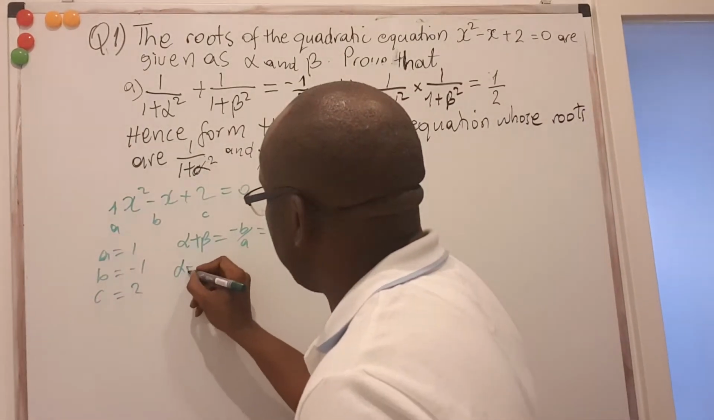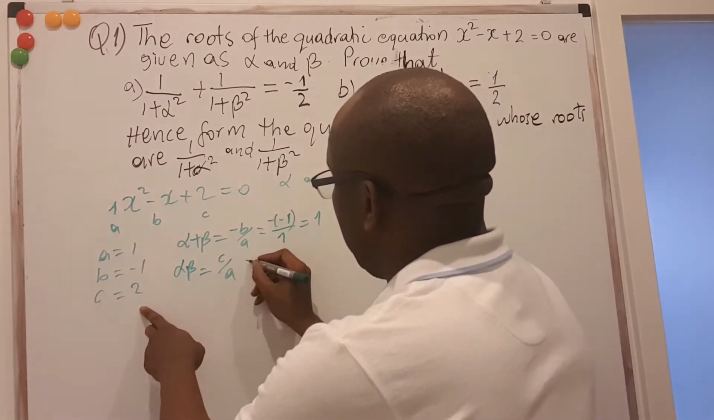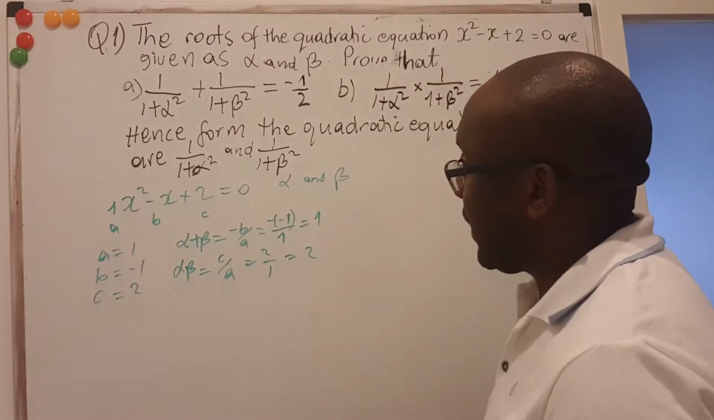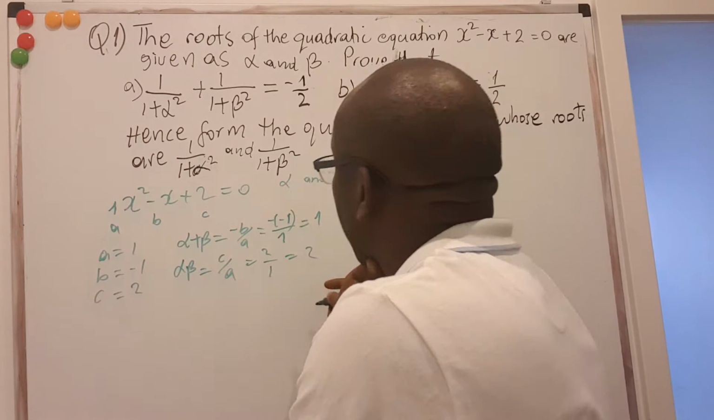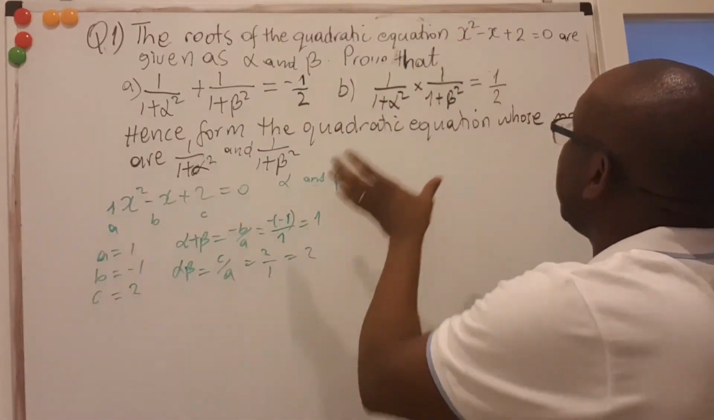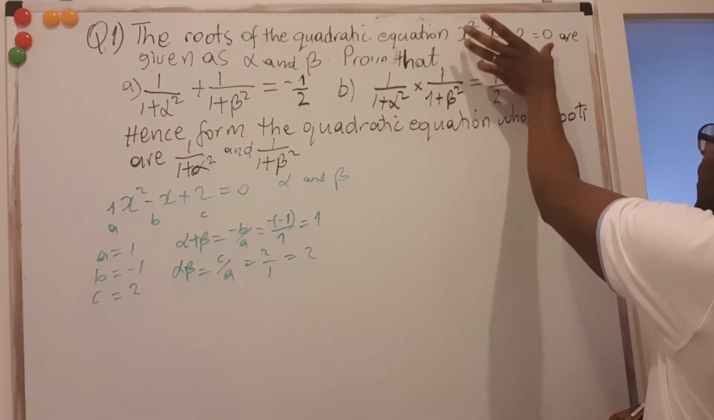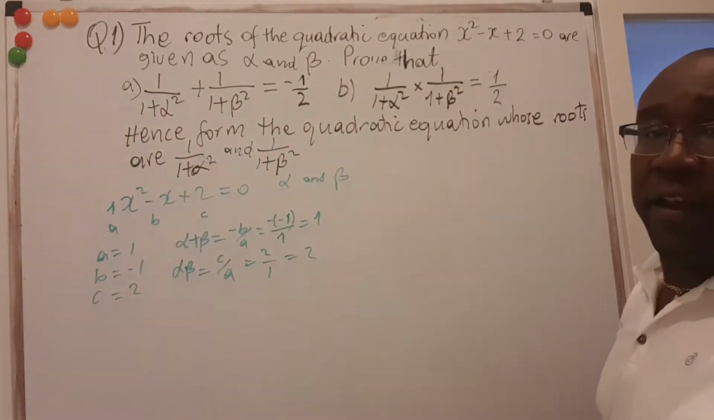And the product of the roots would be C on A. C is 2, A is 1, so this is 2. We keep that in mind. So we already know that our sum of roots is 1 and the product of roots is 2. This is the information we are able to decipher from here, and we will use that information for the rest of our work.